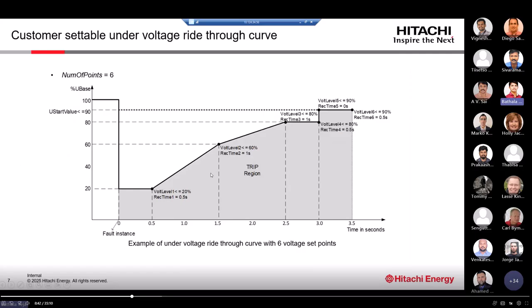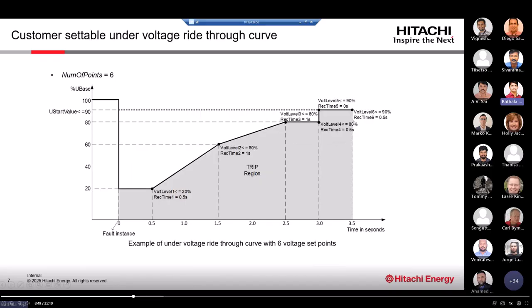So what is the use of these settings? Using this set of settings, we can draw this curve. This is completely customizable, so the customer can set a rectangular curve or polygonal curve based upon these settings. You can see here, for example, I have shown 6 sets of settings, so the number of points considered here is 6. You can see here voltage level 20 and recovery time 0.5.